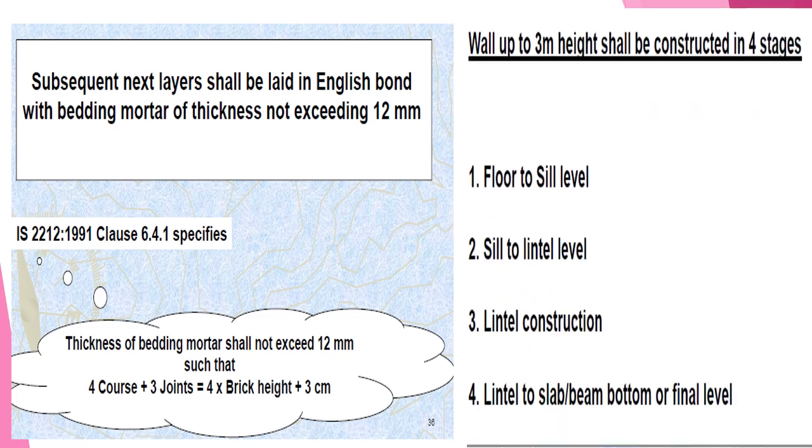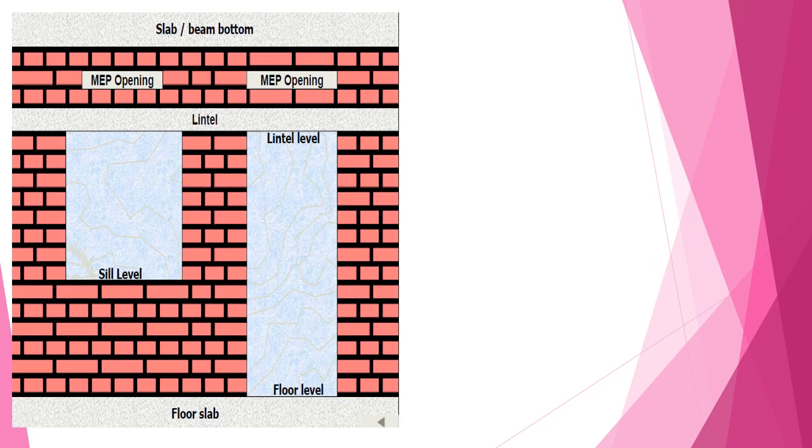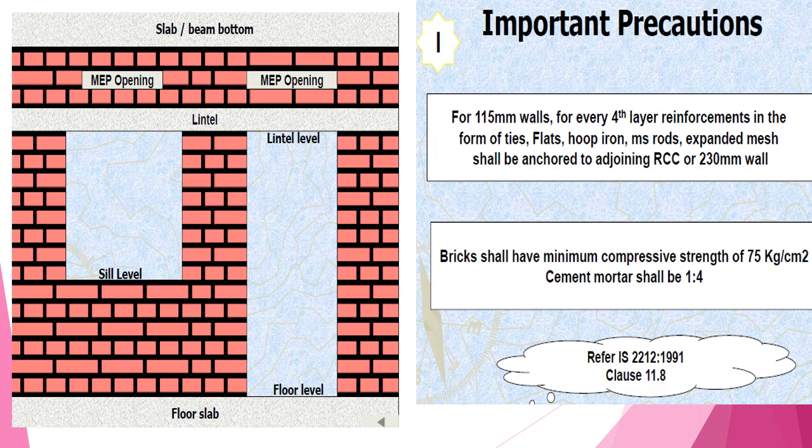A wall up to 3-meter height should be constructed in 4 stages: floor to sill level, sill to lintel level, lintel construction, and lintel to slab or beam bottom level. Methods: the shown images will indicate how to mark the sill level, lintel level, MEP openings, etc.